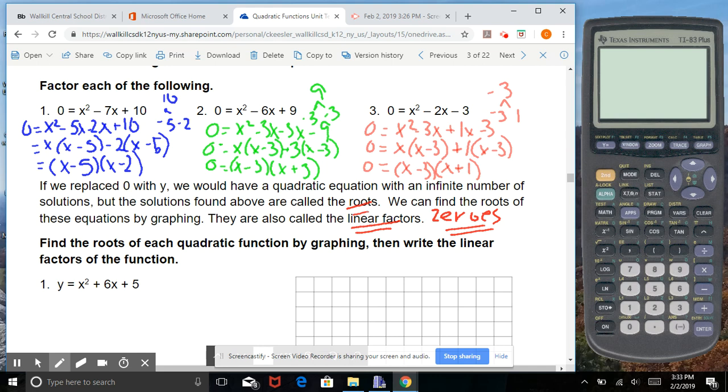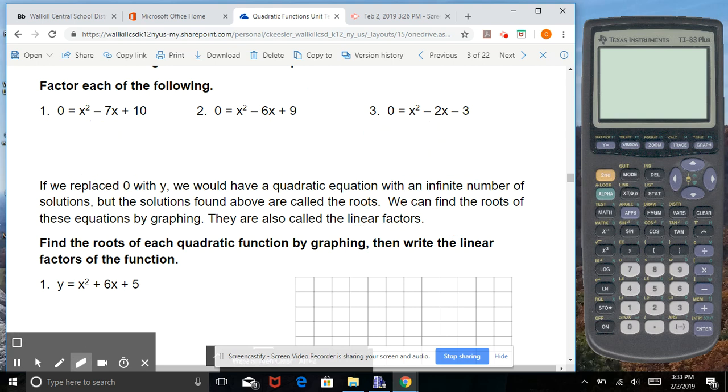So find the roots of each quadratic function by graphing, then write the linear factors of the function. So we're going to do this a little bit backwards. We're going to factor, graph it, and show how all those parts are related.